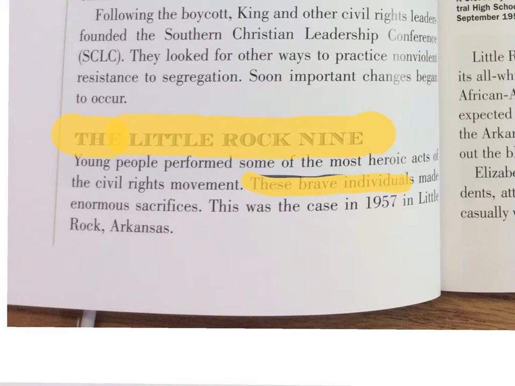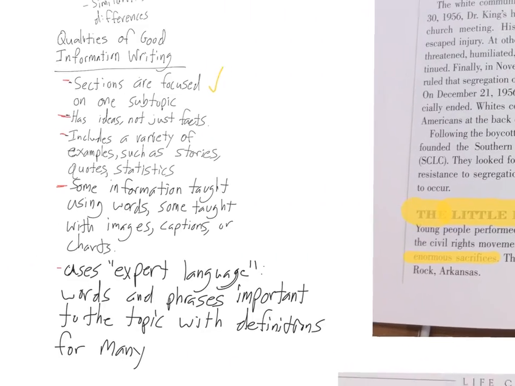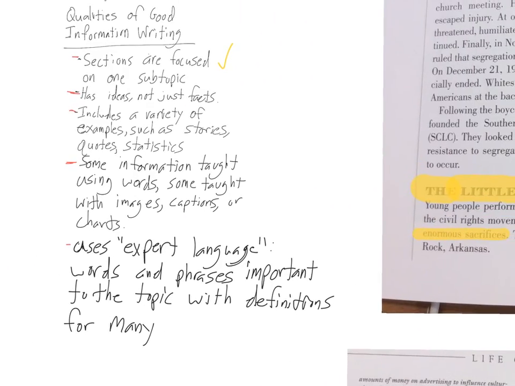It's saying that these brave individuals made enormous sacrifices. It's saying that the people who came into the school... So it's expressing the opinion that the African Americans should have had rights. So it is giving some ideas by calling them brave, not just the facts of what happened. So check. It includes a variety of examples.